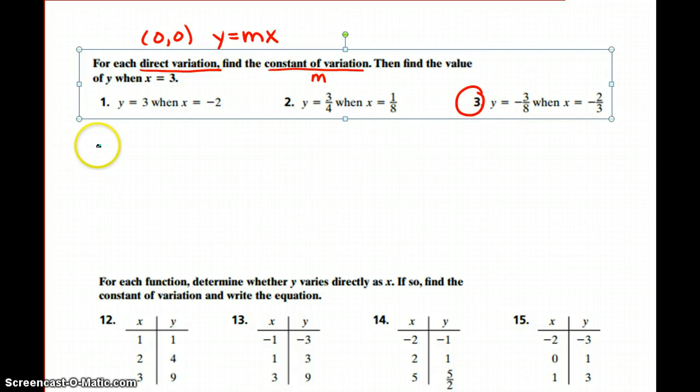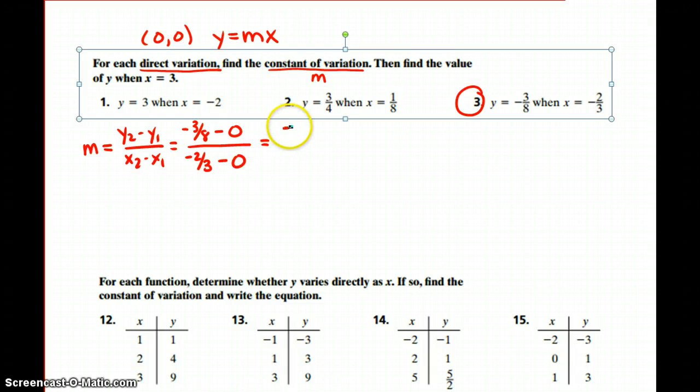Because they give us some values, we can find the slope right away, because remember it's y2 minus y1 over x2 minus x1. Change in y's over change in x's. So this is negative 3/8 minus 0 over negative 2/3 minus 0. So I have negative 3/8 divided by negative 2/3. A negative divided by negative really means that I have a positive 3/8 divided by a positive 2/3.